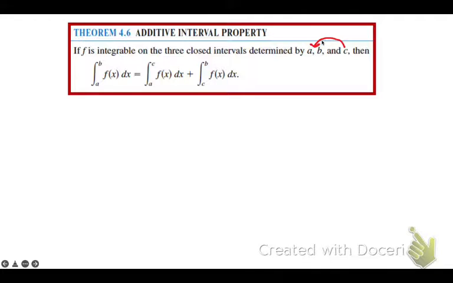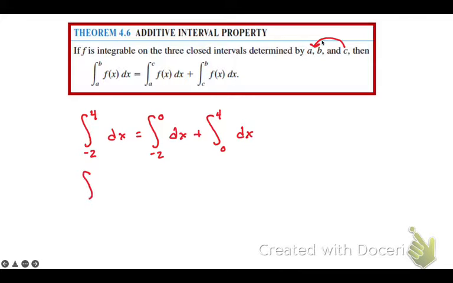We use this when we are going from negative to positive. So we would break this up into what? From -2 to 0, and then from 0 to 4. See how that works? Now, we didn't perform anything. We didn't do anything. But do you see how that works? Now, that's when it's most practical.